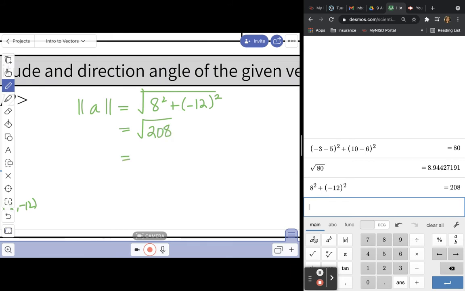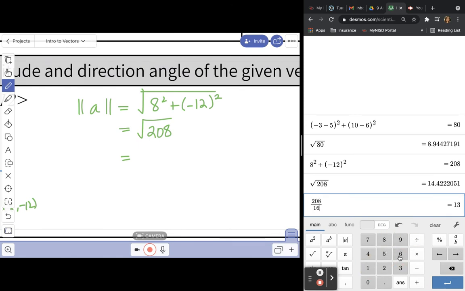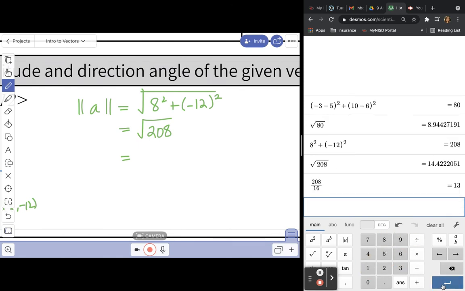You always want to hope that that's a perfect square. I'm honestly not sure. Nope, it's not. So I need to simplify that. I know it's divisible by 4. It's divisible by 8. 16. I'm not sure. Yeah, it is. Okay, so that would simplify to 4 square roots of 13. And I'm not going to show my work on that, but I know you guys know how to simplify radicals. That is the magnitude of that vector, 4 square roots of 13.